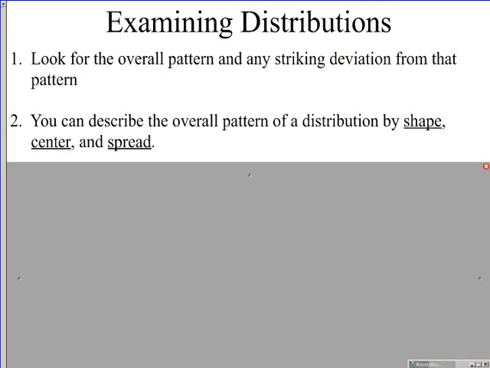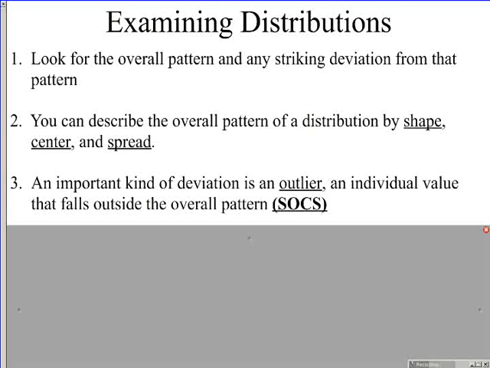And in this first section, we're not going to get into great detail in these three things. In section 1.2, we will know which measures of center and which measures of spread exactly that you should use depending on the shape of the distribution. An important kind of deviation is an outlier, which is simply an individual value that falls outside the overall pattern.